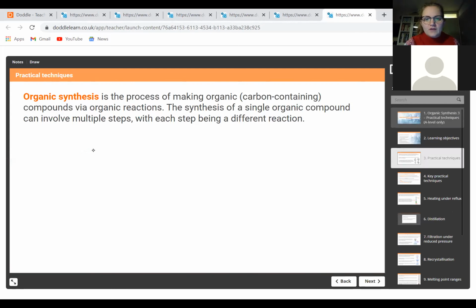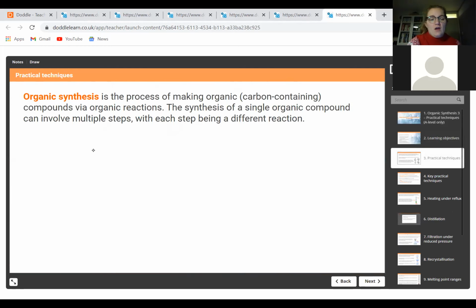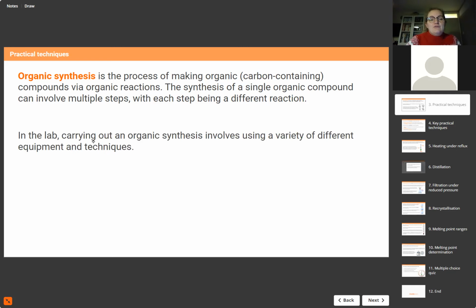Okay, so practical techniques. What we're going to look at is how we get these optical isomers on their own, or how we make these optical isomers. So we're looking at organic synthesis now. Organic synthesis is when we make an organic, so a carbon containing compound. If we're hearing the term organic chemistry, what does it mean? It's a compound that contains carbon. So organic synthesis is the process of making organic compounds via organic reactions. The synthesis of a single organic compound can involve multiple steps, with each step being a different reaction.